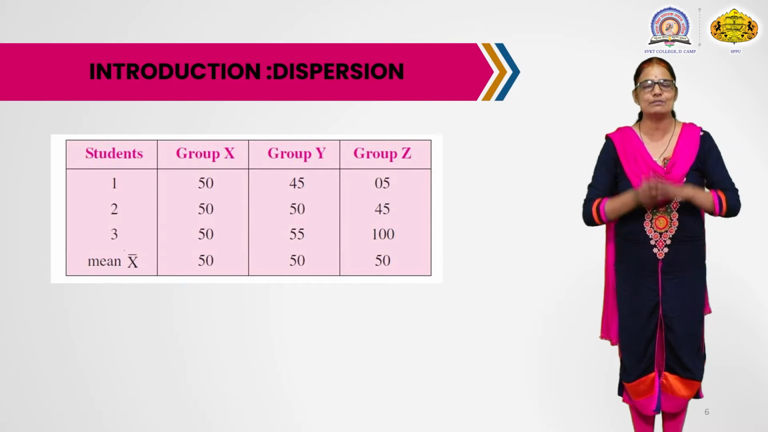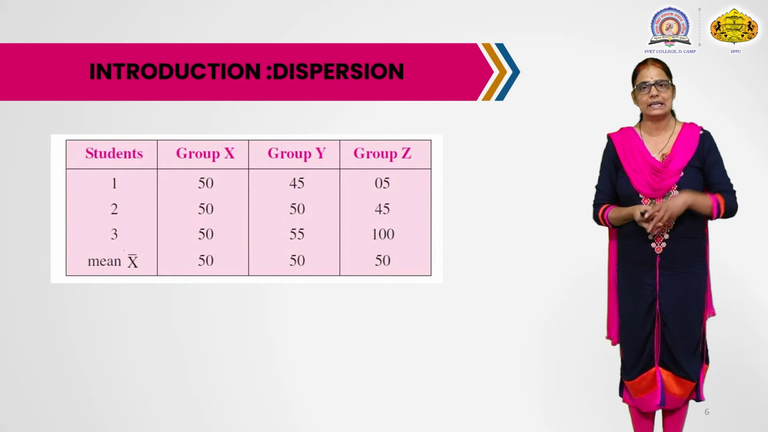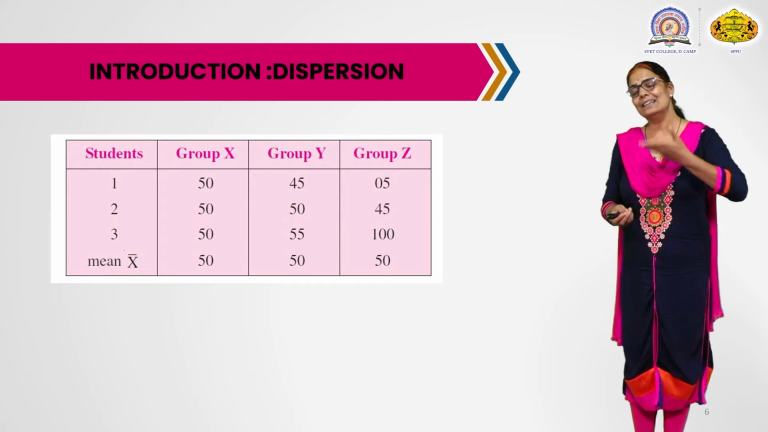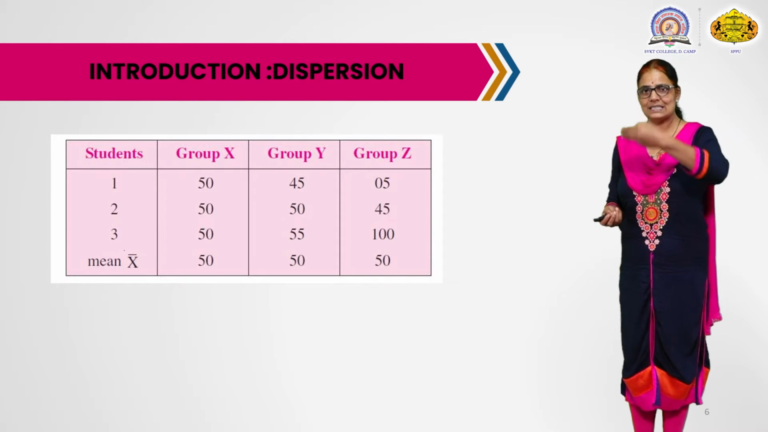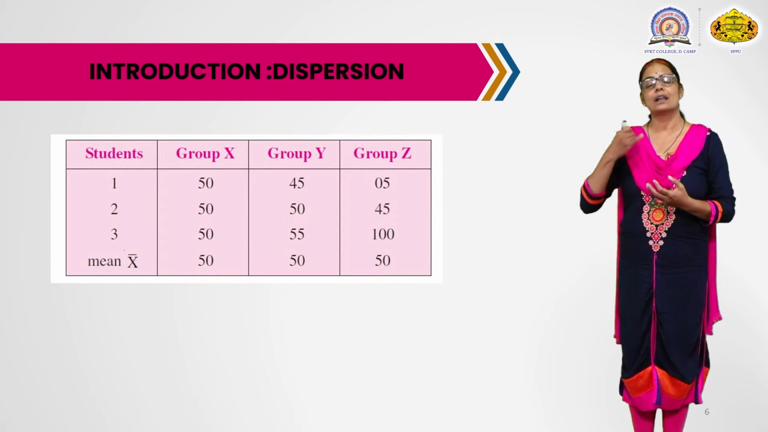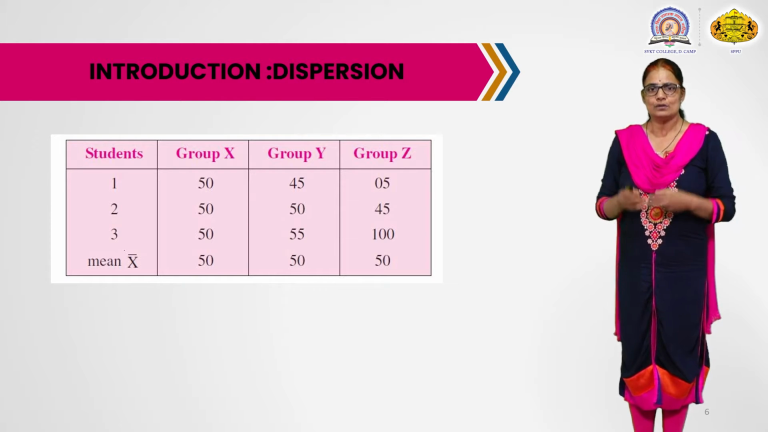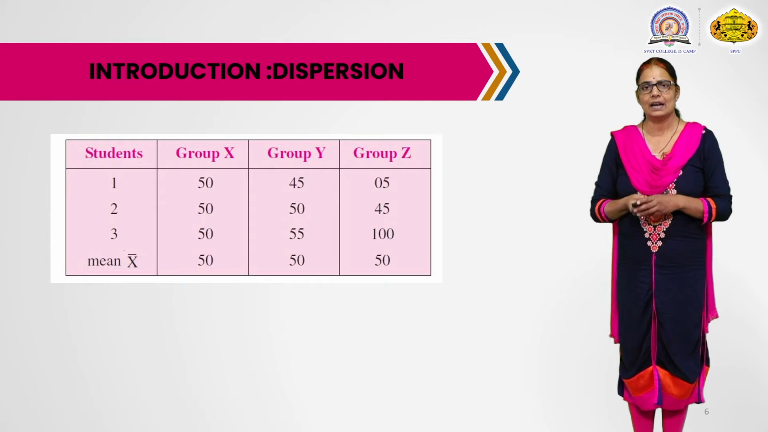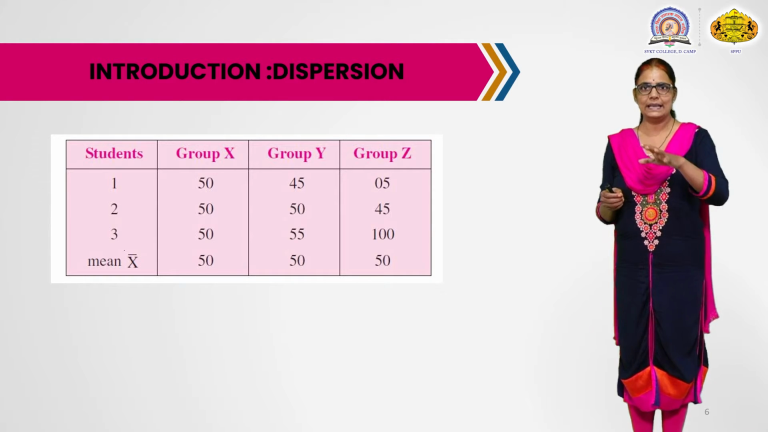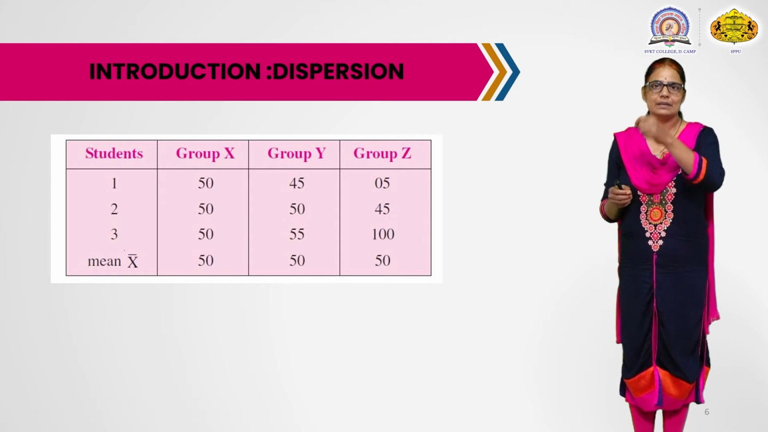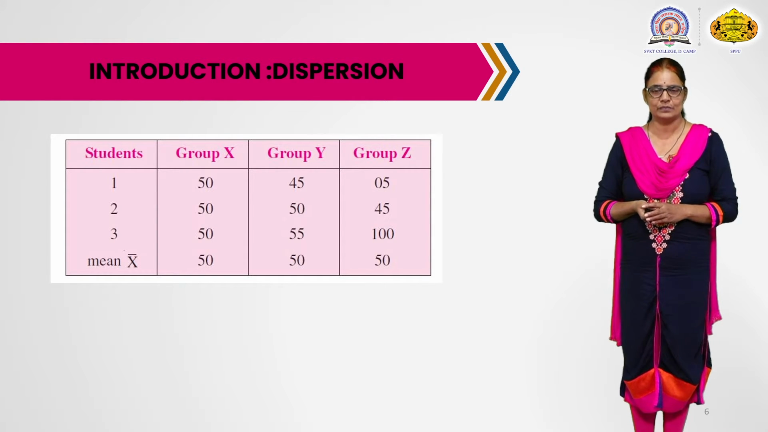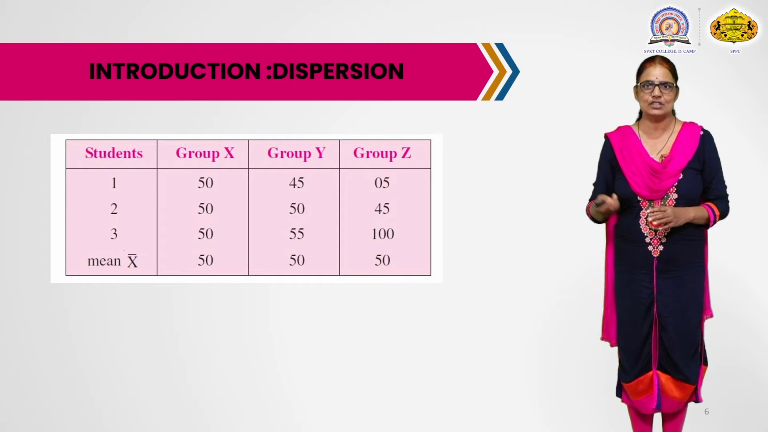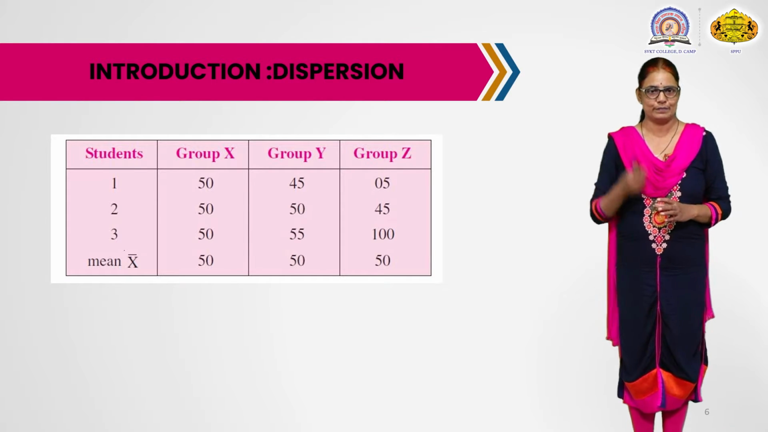Now first we see what is meant by dispersion. If you remember, in the last chapter we studied the measures of central tendency, that is mean, mode and median. These three types of central tendency describe the whole data as a single representative value. But sometimes it is not sufficient to describe the data by using these values. For that, further investigation is needed, and that is dispersion.